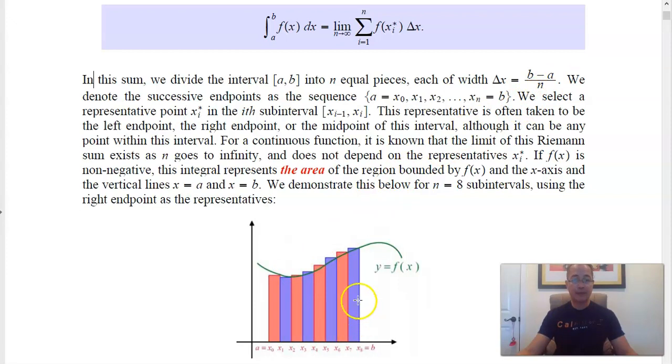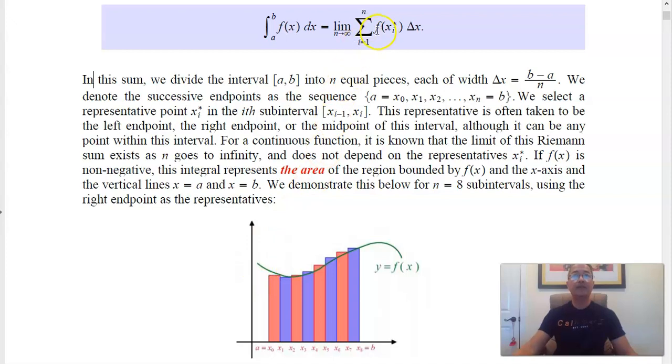And in this diagram here, we begin to see what this definite integral means. So here is a on the left, b on the right. So b minus a divided into 8 pieces in this diagram. We have 8 subrectangles. So each of these subrectangles has width delta x. Okay, so what about the height of this subrectangle? So that's where our function comes in.